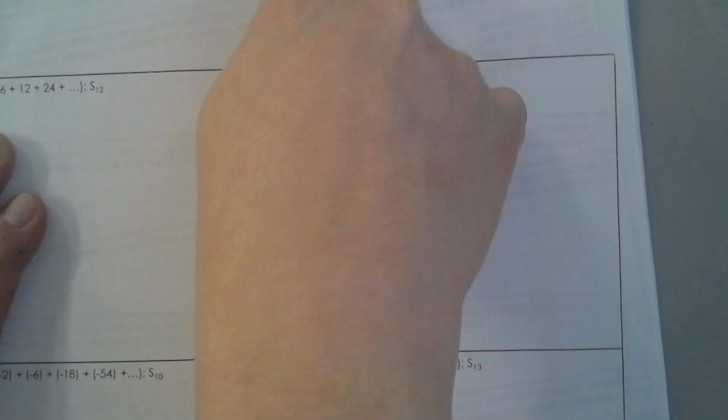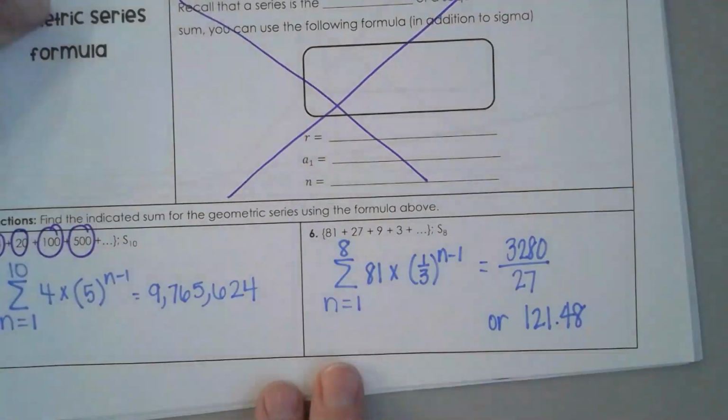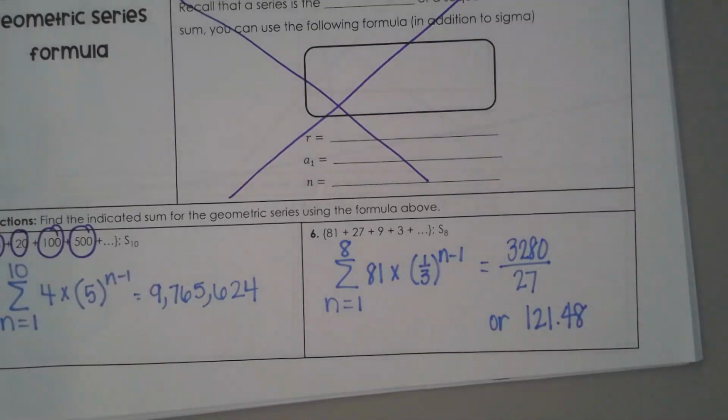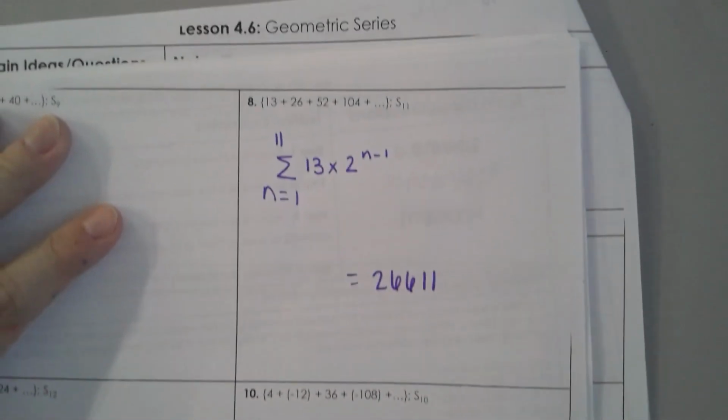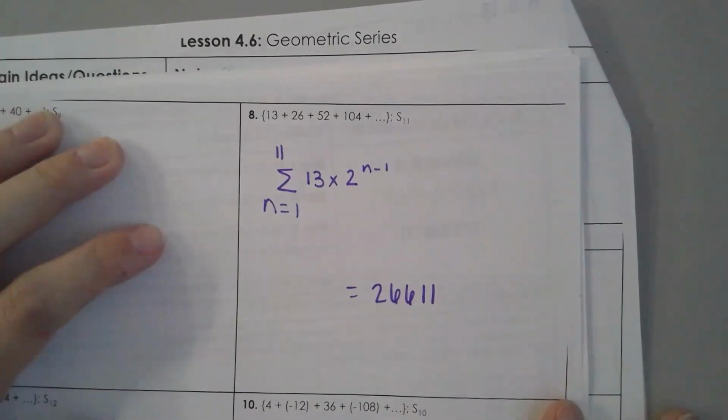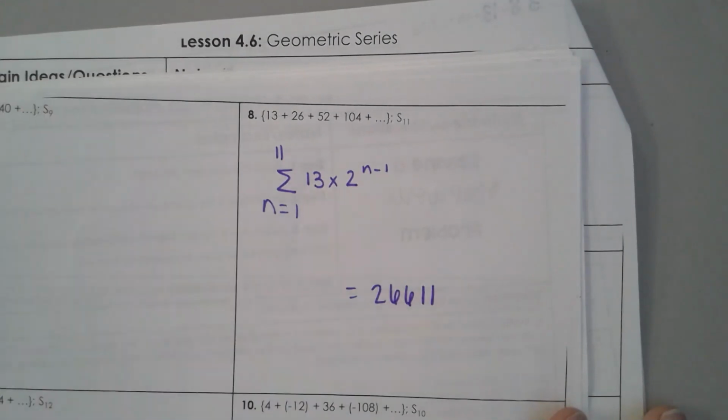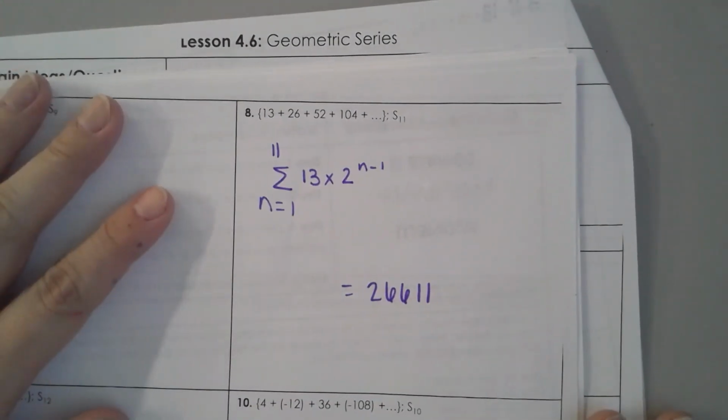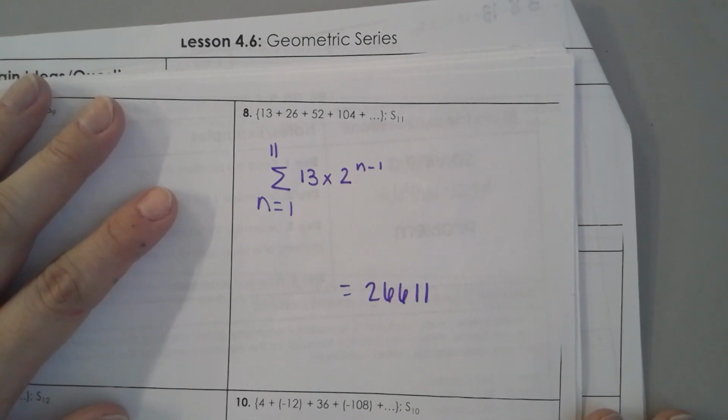Now there are 6 questions on the back, but I only want you to do the evens. So work on questions 8, 10, and 12 by yourself. Number 8. This one was pretty straightforward. The answer was 26,611. Any questions on that one? If that's not what you got, look to see what you typed in. It could have just been a simple mistake.